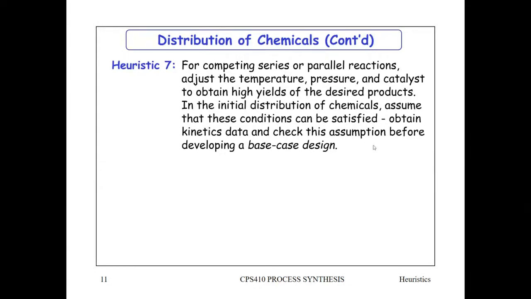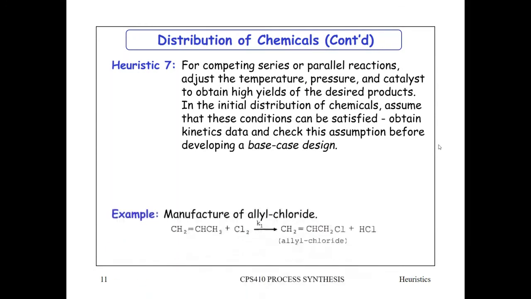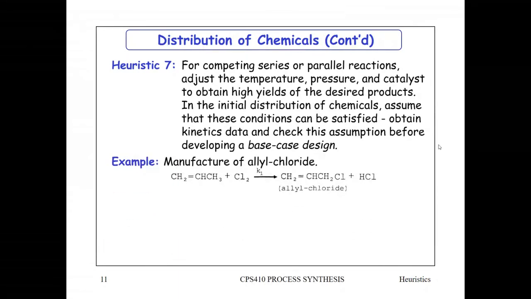So we're developing a base case: obtain kinetics data and check this assumption before developing a base case design. So let's have a look at this manufacture of allyl chloride. We're using propylene and chlorine, and we're making allyl chloride in the first reaction. No problem. That's great.